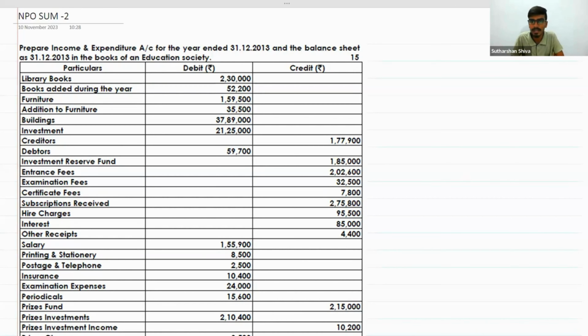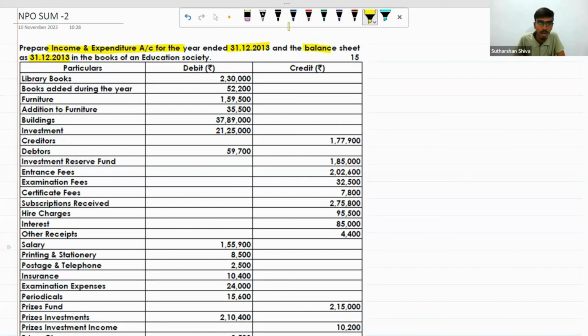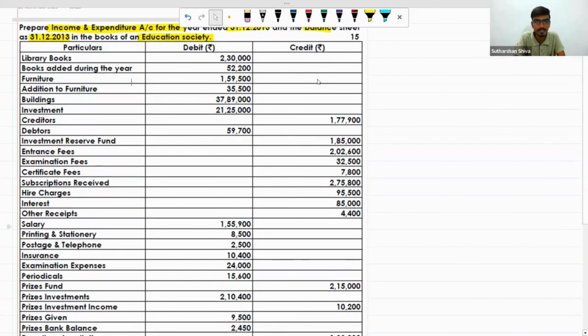First thing they have given is to prepare the income and expenditure account for the year ended 31st March 2013 and the balance sheet as on 31st March 2013 of the books of an education society. Okay, here the charitable institution is going to be an education society.